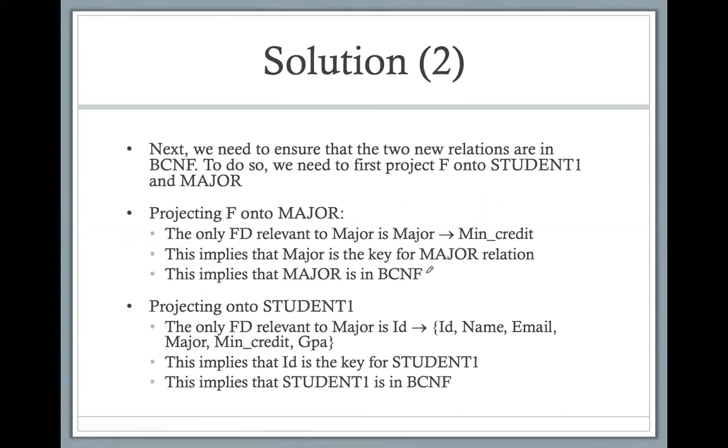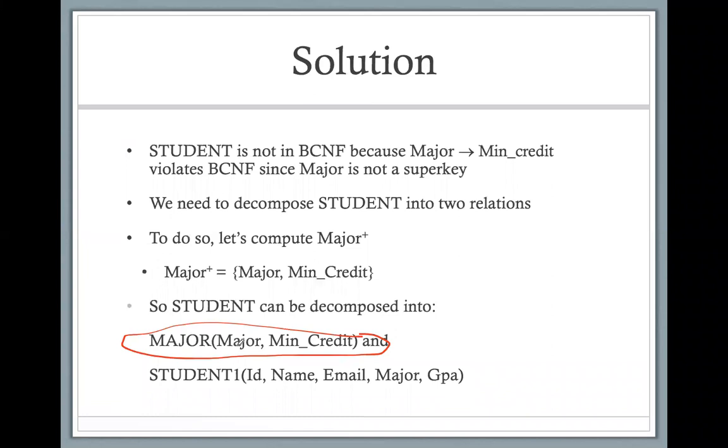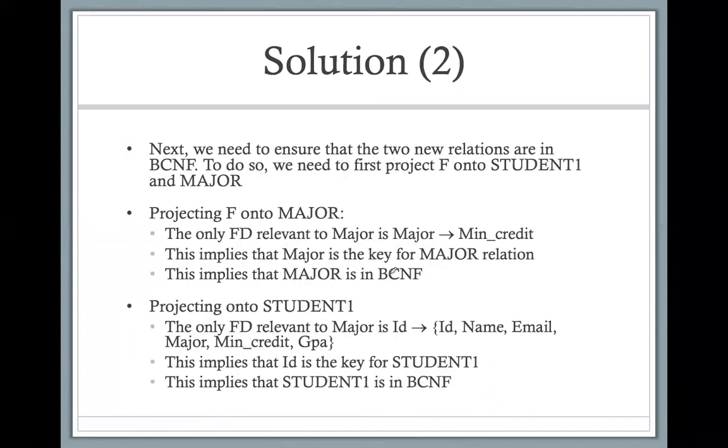We had two sets of functional dependencies: ID determines all the attributes and major determines minimum credit. For the table major, the only functional dependency that is relevant is, of course, major determines minimum credit. And I know that if major determines minimum credit, then the closure of major is both major and minimum credit, and hence major is a superkey, because it determines all attributes in this table. And so there is no violation of BCNF. This new table major, which contains the two attributes major and minimum credit, is in BCNF.